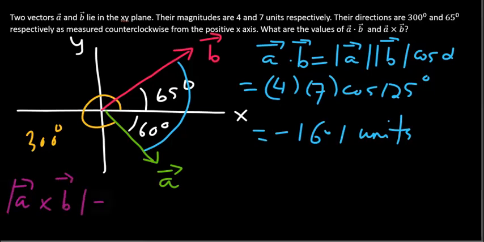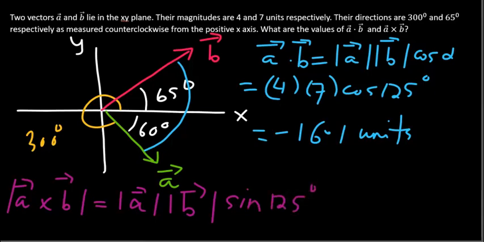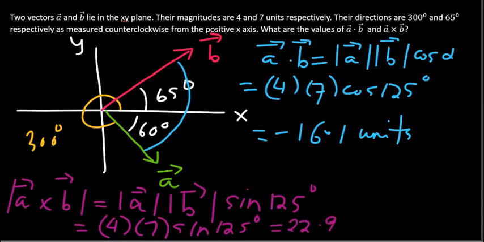Next, let's do the cross product, A cross B. The magnitude of this equals the magnitude of vector A times the magnitude of vector B times the sine of the angle between them, which in this case is 125 degrees. Magnitude of A is 4, magnitude of B is 7, sine 125 degrees, which will give you an answer of about 22.9 units. But for A cross B, the result is a vector, so we also have to figure out and specify the direction of the vector A cross B.